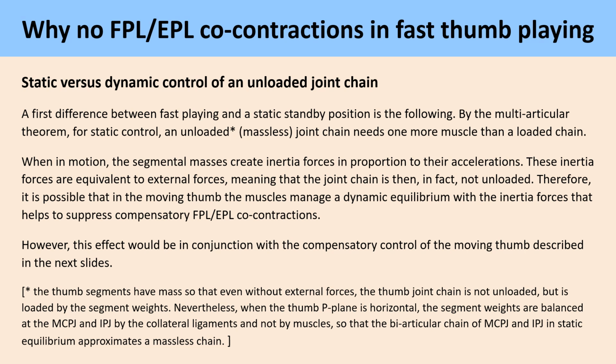When in motion, the segmental masses create inertia forces in proportion to their accelerations. These inertia forces are equivalent to external forces, meaning that the joint chain is then in fact not unloaded. Therefore, it is possible that in the moving thumb, the muscles manage a dynamic equilibrium with the inertia forces that helps to suppress compensatory FPL-EPL co-contractions. However, this effect would be in conjunction with the compensatory control of the moving thumb described in the next slides.